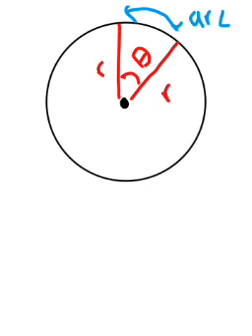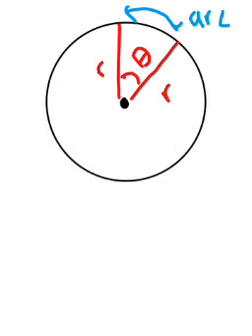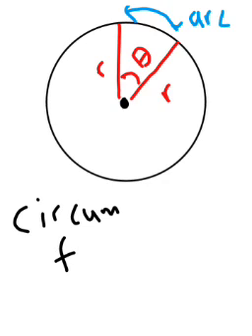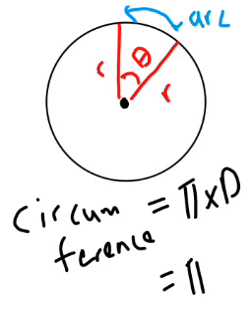Now we will discuss the formulas. What is the circumference? Just now we were talking about the circumference. What is the formula of circumference? Circumference, we will take pi times the diameter. So it is pi d. This is the formula for circumference.